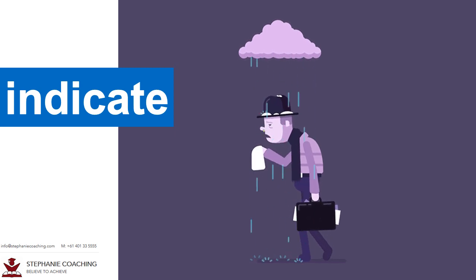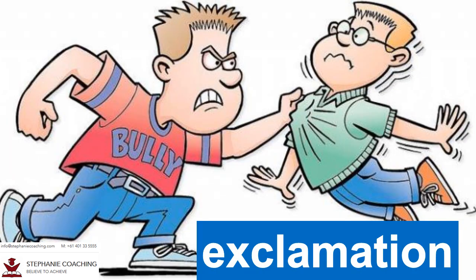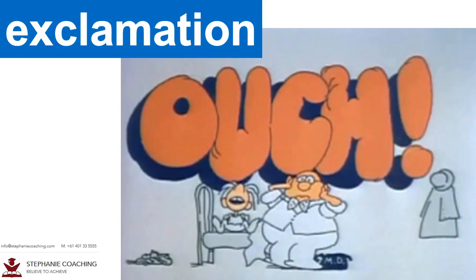Word number 24 is exclamation. An exclamation is a cry or a shout. For example, the bully stepped on my feet about 3 times, and I successfully managed to hold in my exclamations of pain. In punctuation, we also have an exclamation mark to express a character's feeling. For example, ouch!